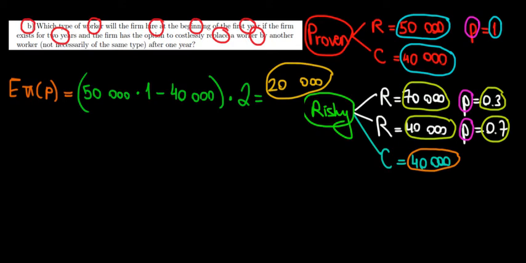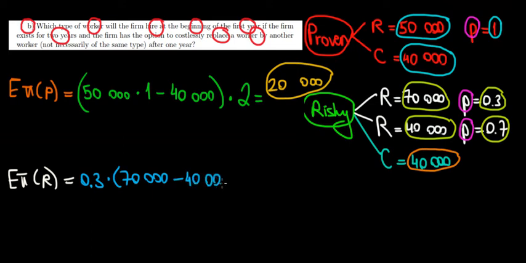With the same logic, we do it for the risky worker. What would be the expected profit of a risky worker if we hire him for 2 periods? Now, with the risky worker, we have to keep in mind the probabilities. We know that with the probability of 0.3, he can generate us 70,000 euros, meaning that in expectation for the first period, we might have 0.3 multiplied with a revenue of 70,000 euros. So 70,000 euros. We have to incur the cost of hiring that worker, which is 40,000. So minus 40,000 euros.